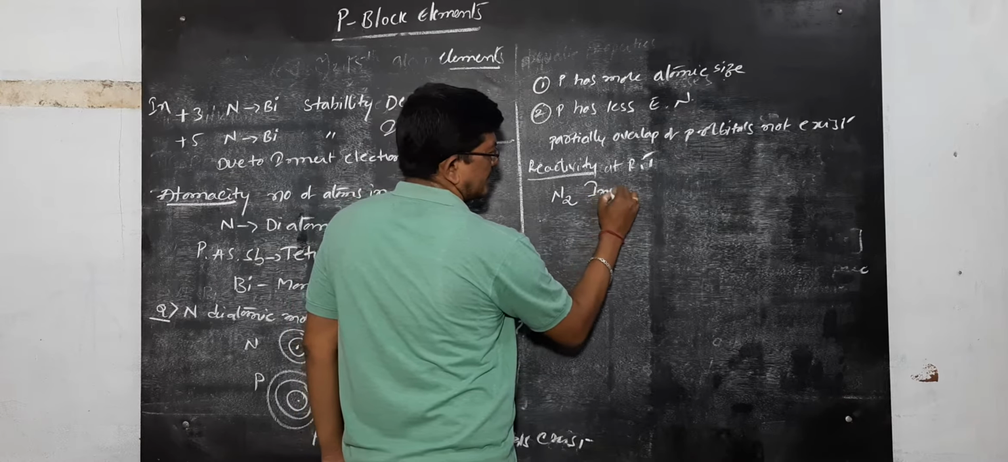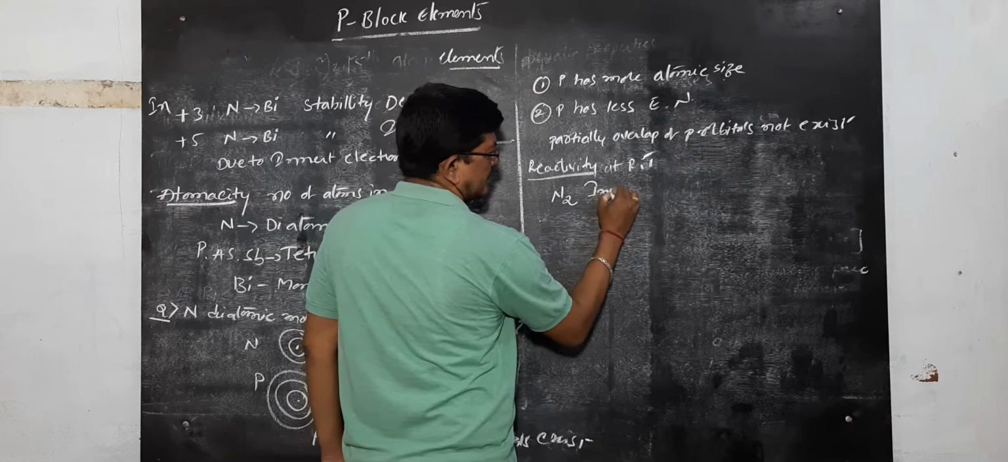Due to that, partial overlapping of p orbitals exists. But partial overlapping of p orbitals does not exist in phosphorus, because it has a larger atomic size than nitrogen and lower electronegativity than nitrogen. That's why phosphorus, arsenic, and antimony are tetratomic molecules, and nitrogen is a diatomic molecule.